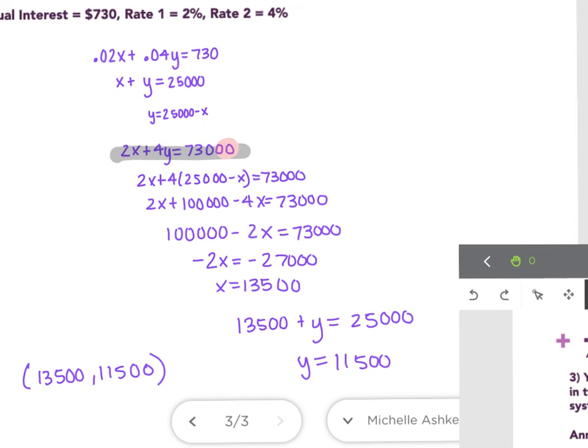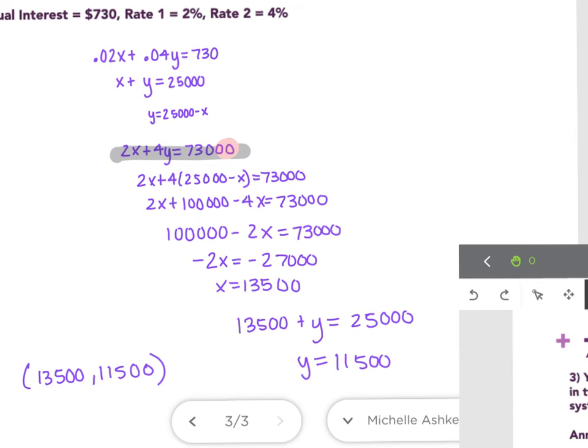So then she solved the bottom one, which I thought was easier too, for y. You could have done x or y. Got that y was 25,000 minus x. Plug that into the other equation. Solve for x first and got 13,500. And then because they summed to 25,000, so you subtracted that from 25,000 and got 11,500.